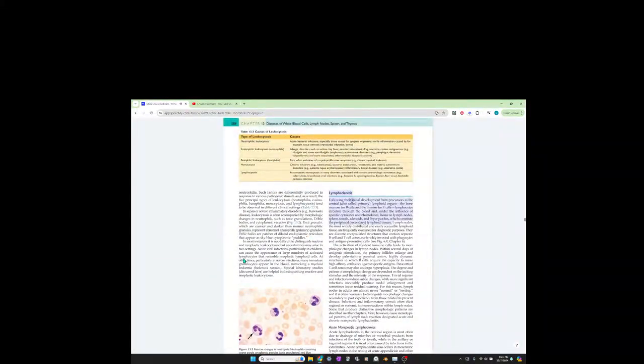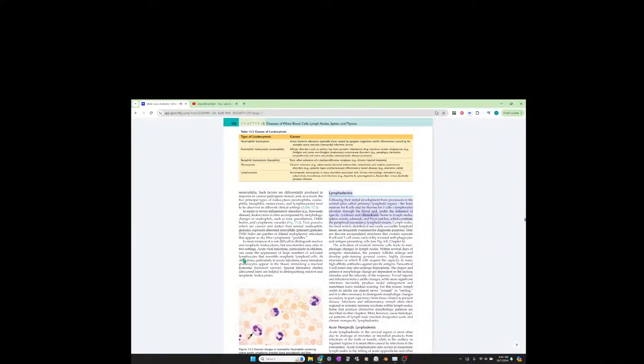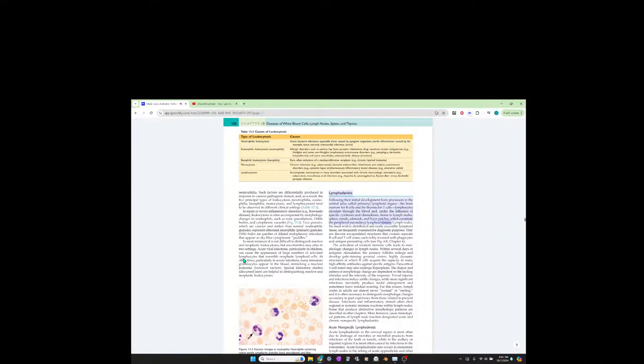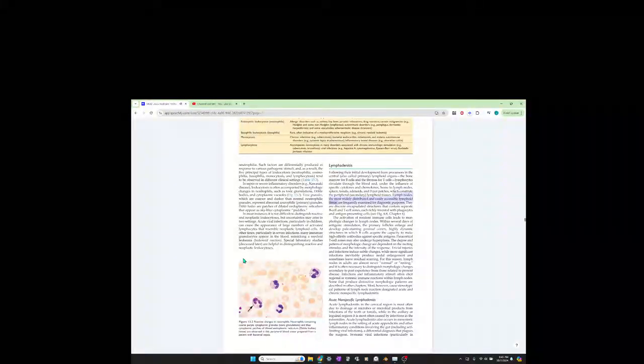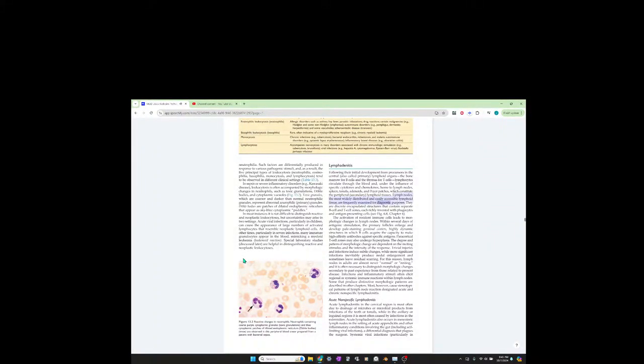Lymphadenitis. Following their initial development from precursors in the central lymphoid organs, the bone marrow for B cells and the thymus for T cells, lymphocytes circulate through the blood and, under the influence of specific cytokines and chemokines, home to lymph nodes, spleen, tonsils, adenoids, and Peyer's patches, which constitute the peripheral lymphoid tissues. Lymph nodes, the most widely distributed and easily accessible lymphoid tissue, are frequently examined for diagnostic purposes.